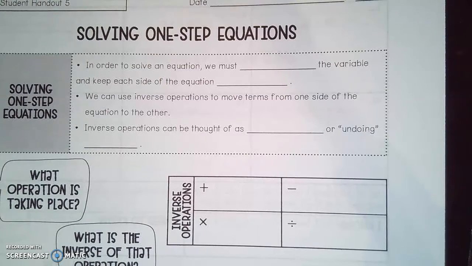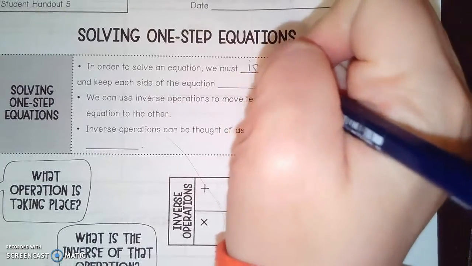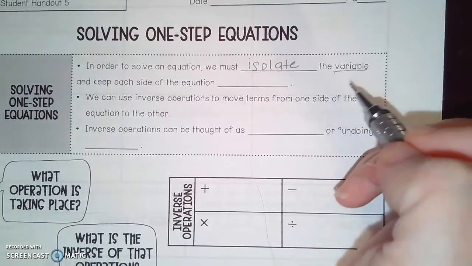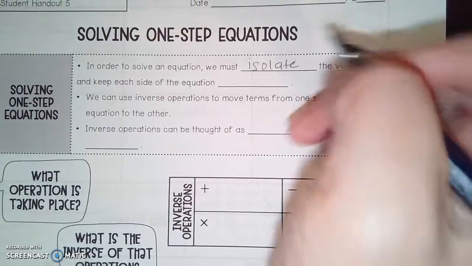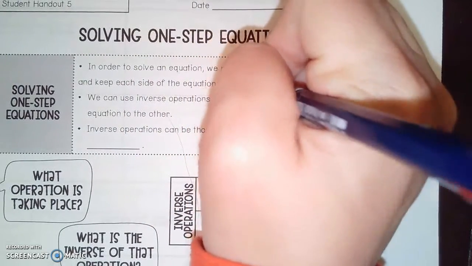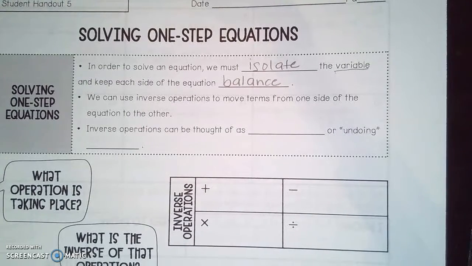So in order to solve an equation, the first thing that we must realize we have to do is to isolate the variable. Okay, we got to get that variable all alone and by itself. And in this, we have to keep each side of the equation balanced. And we've looked before at hanger diagrams, and that's what represents the balance when we're looking at things.